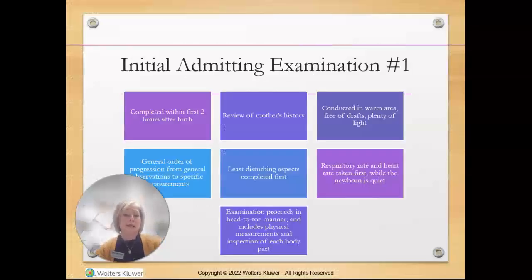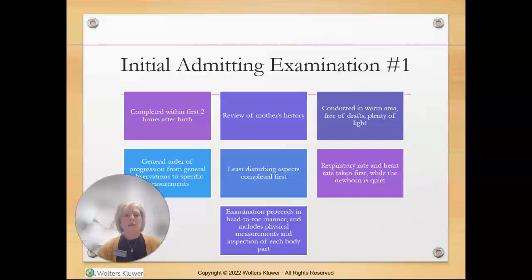So the admitting exam has to be done within 2 hours after birth. So one of the nurses is going to look this baby over within 2 hours after it's been born. So we're going to look at the mom's history and see if there's any history of cleft lip, cleft palate, spina bifida, hypertension, diabetes, anything like that. So we're going to look at mom's stuff first.